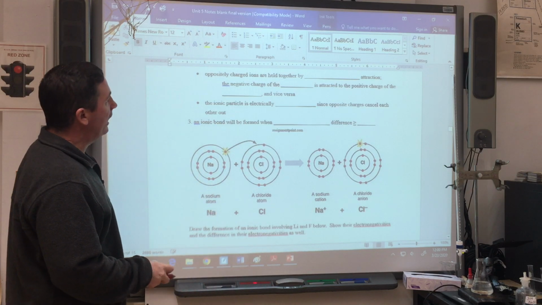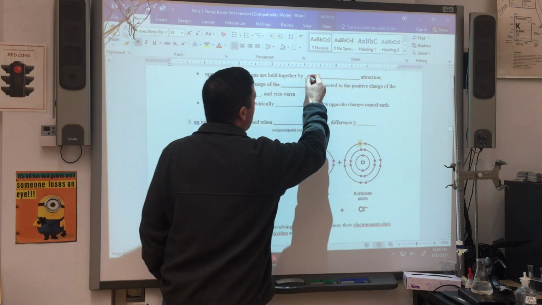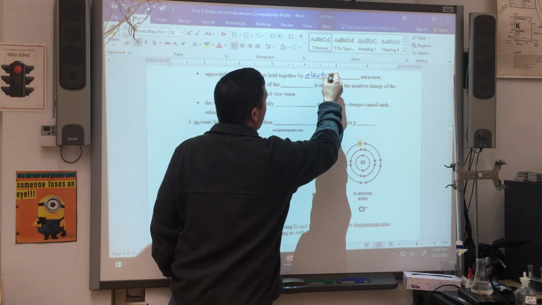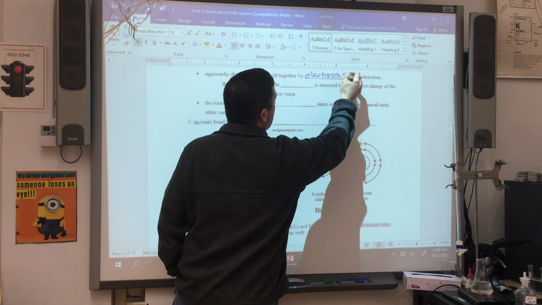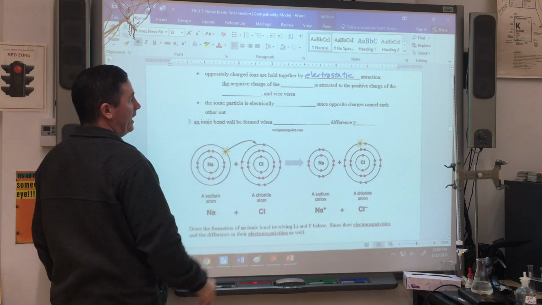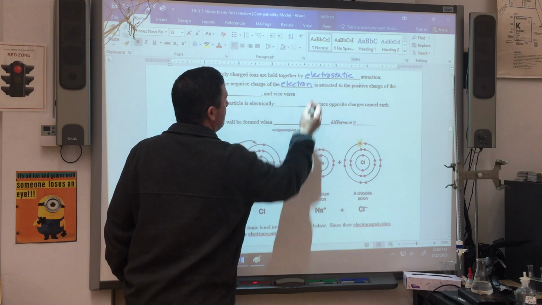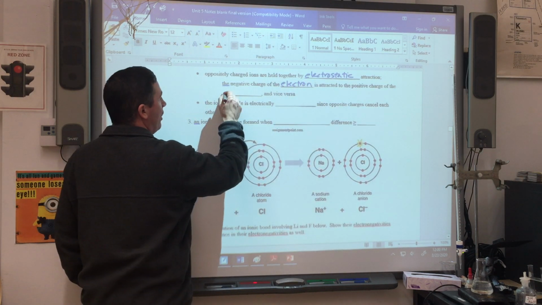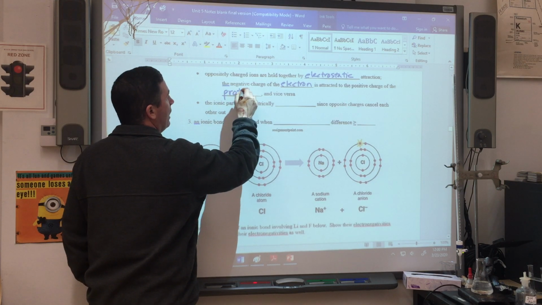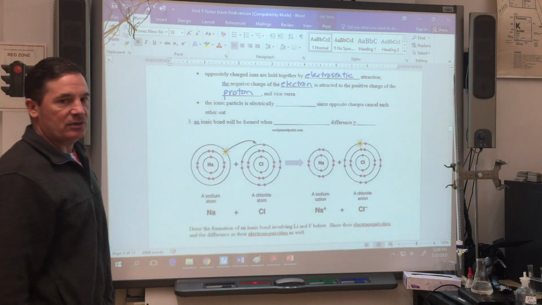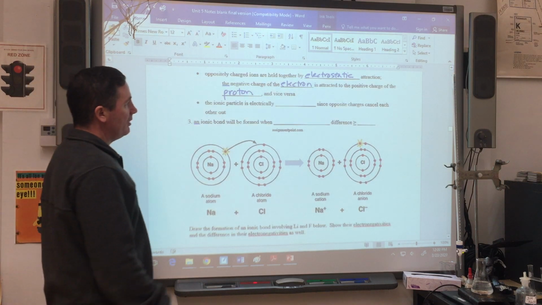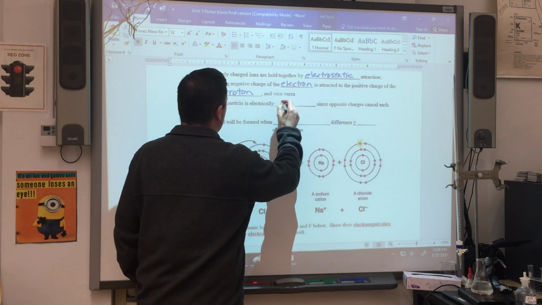Oppositely charged ions are held together by something that's called electrostatic attraction. The negative charge of the electron is attracted to the positive charge of the proton, and vice versa. The ionic particle is electrically neutral.